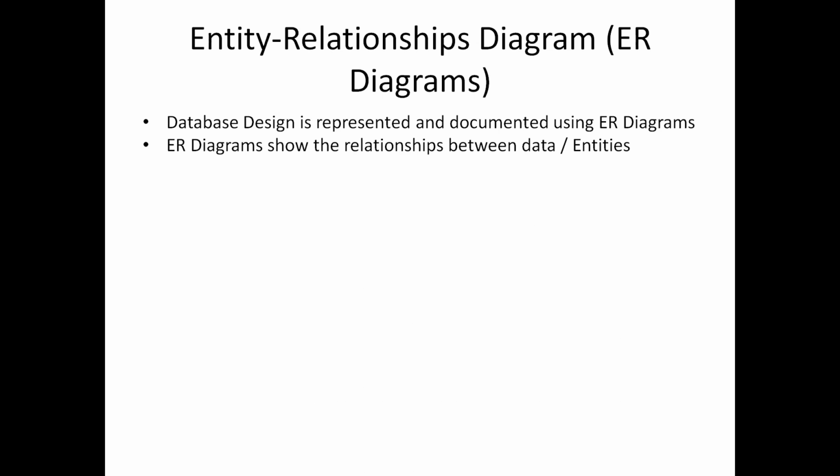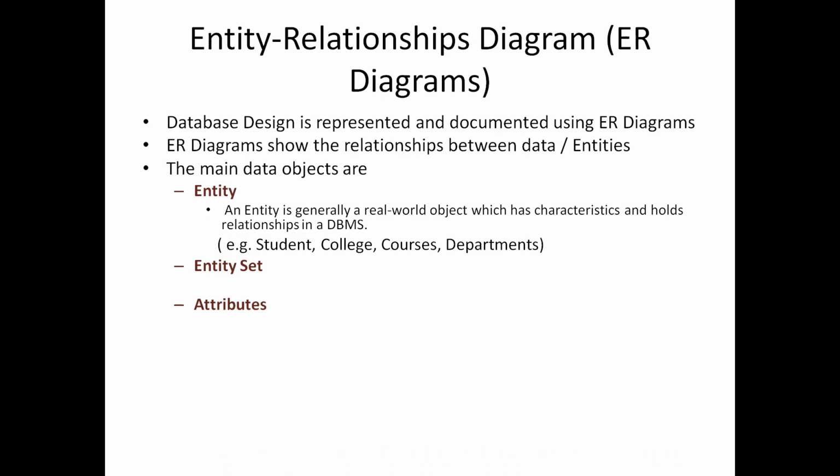They show the relationship between data and entities that we talked about. So the main data objects inside the entity relationship diagram are entity, entity set, and attributes. So what is an entity? We already looked at it. It's a real world object, like we talked about student, and it holds the relationship between, like, a student and a course. So that becomes a relationship between two different entities.